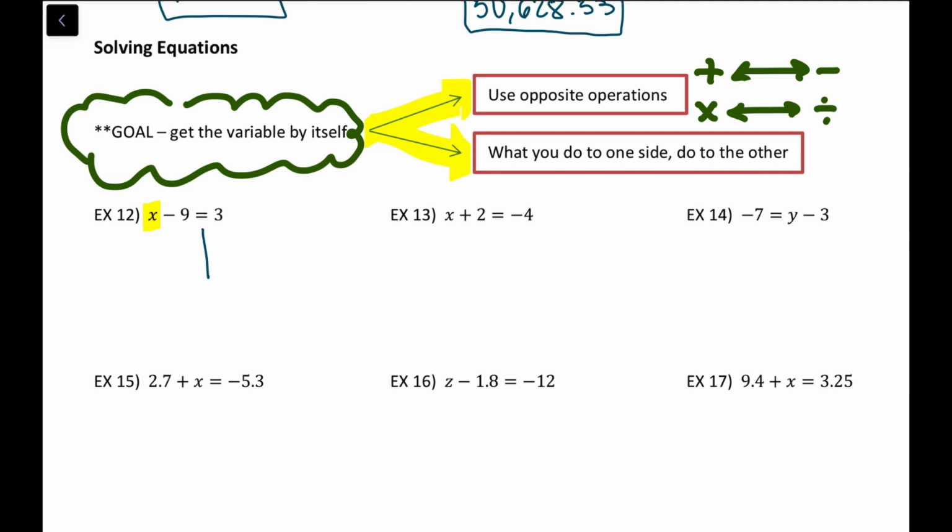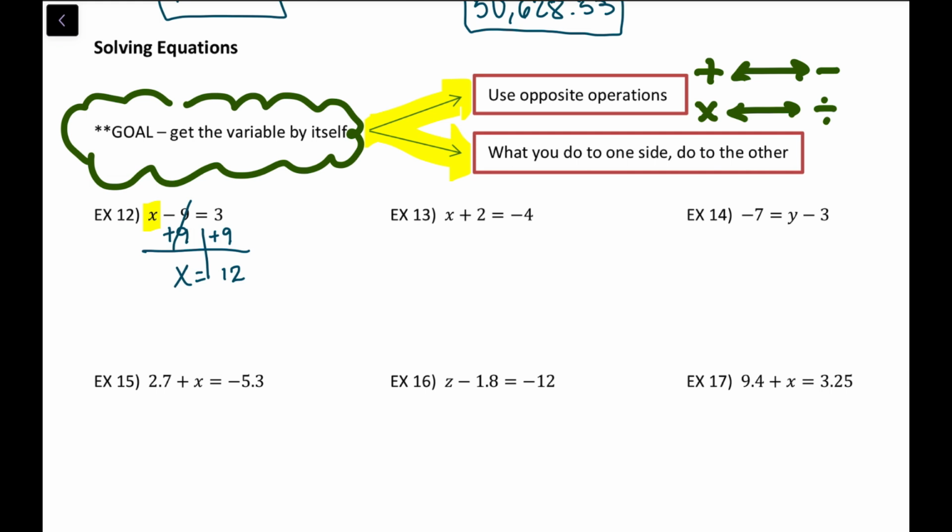So on the same side as the x term is a minus 9, so I'm going to do the opposite there and do a plus 9. Those actually undo each other or cancel each other out because a negative 9 and a positive 9 is 0. But I also have to do it to the other side of the equation, and now I can get the solution. So with the 9's canceled out, I'm left with x equals, and then I can just add up the 3 plus 9 and get 12.